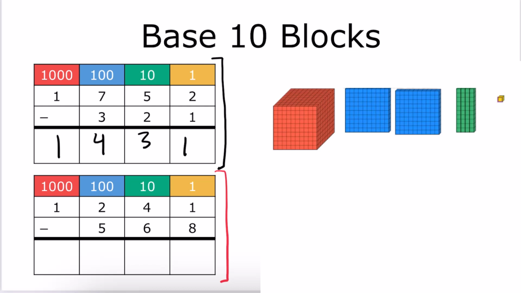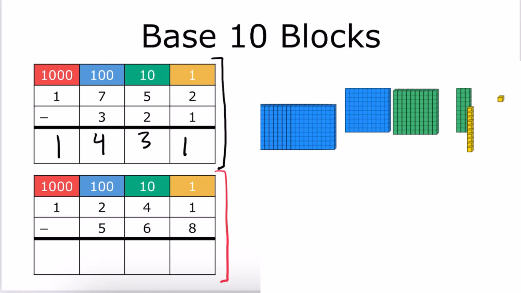And the students are like, well, you can't do that because there aren't that many. And they might start off by taking this block and exchanging it for 10 hundreds. Or they might start by taking the 10 and exchanging that for 10 ones, or taking one of the hundreds and exchanging that for 10 tens. But ultimately, all of those things are going to happen because in order to subtract 8 ones, you have to have 8 ones. And to subtract 6 tens, you have to have at least 6 tens.